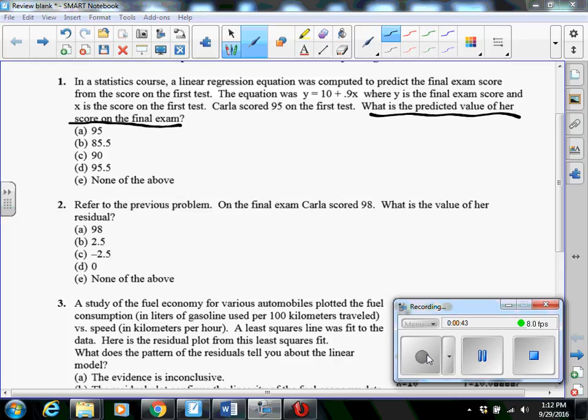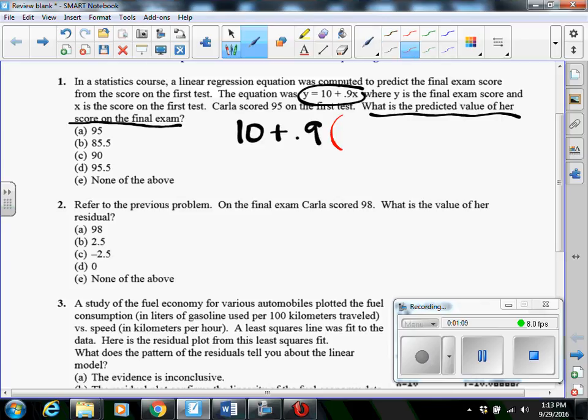So in order to calculate this, you're going to need to plug into the equation. The equation that they gave you was right here, computed to be this equation. This would be our y hat. It just doesn't have the little hat above it, but it tells you that it was their predicted test. So all you're going to do is take 10 plus 0.9 and plug in the value to find the predicted value. We're going to put 95 in there because that's what they ask us to do. And when you do this, you find out that your answer is D.